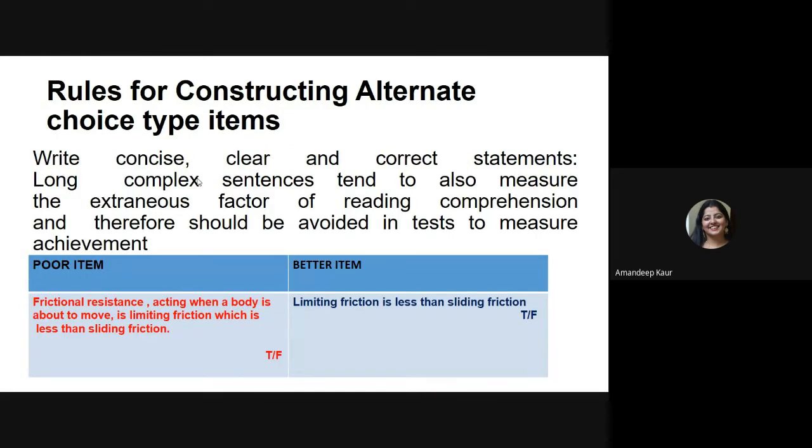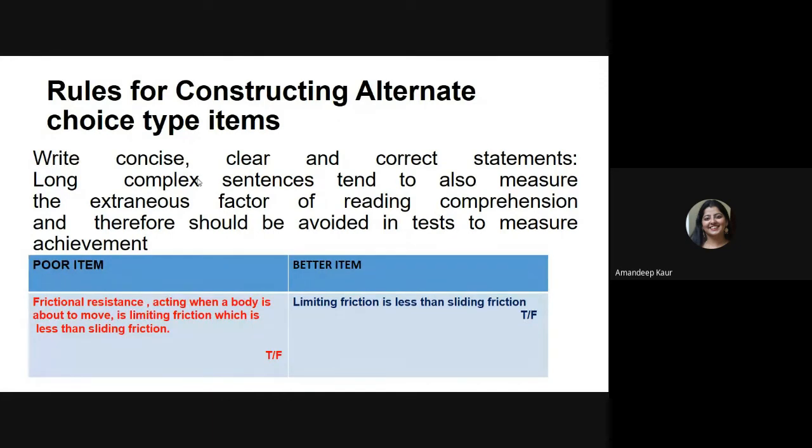Write concise, clear and correct statements. So our major objective, specifically in a technical subject, is to check the level of understanding of our students. We are not going to give grammatical corrections. We are not going to judge the level of the student in terms of reading ability. My major learning outcome is to check the technical ability I am able to develop among the student population.